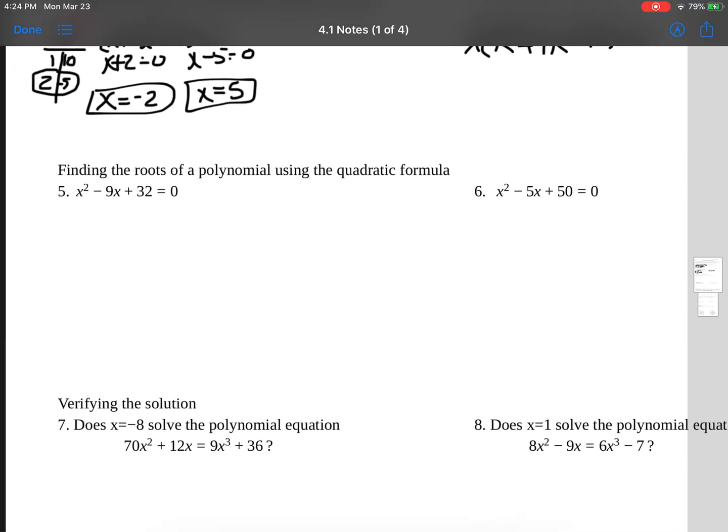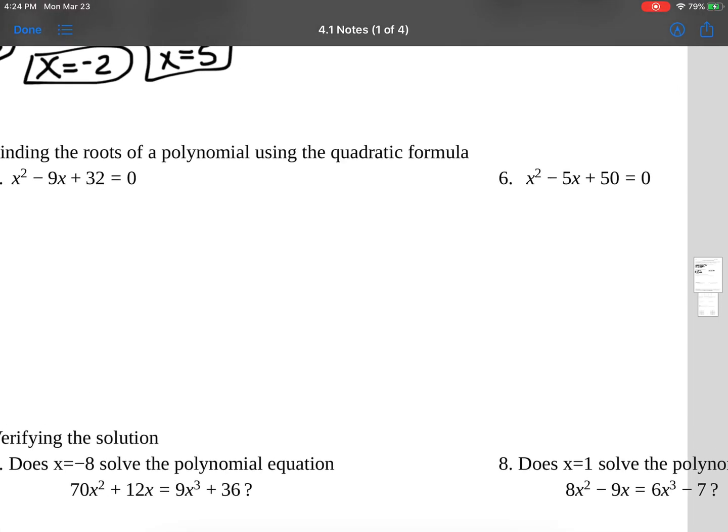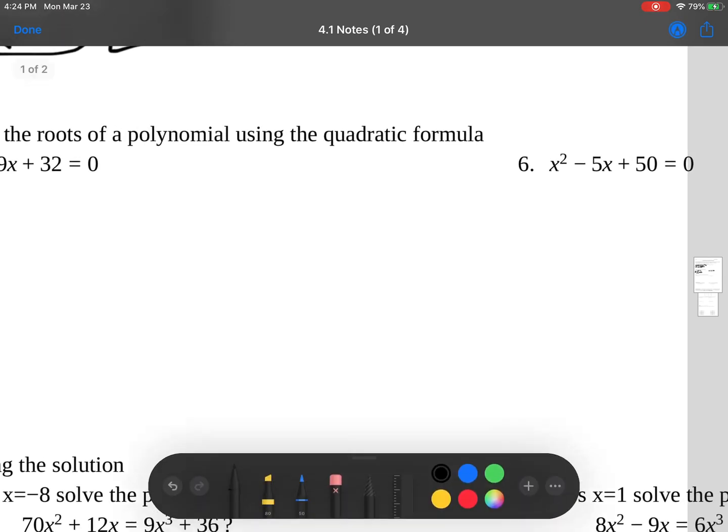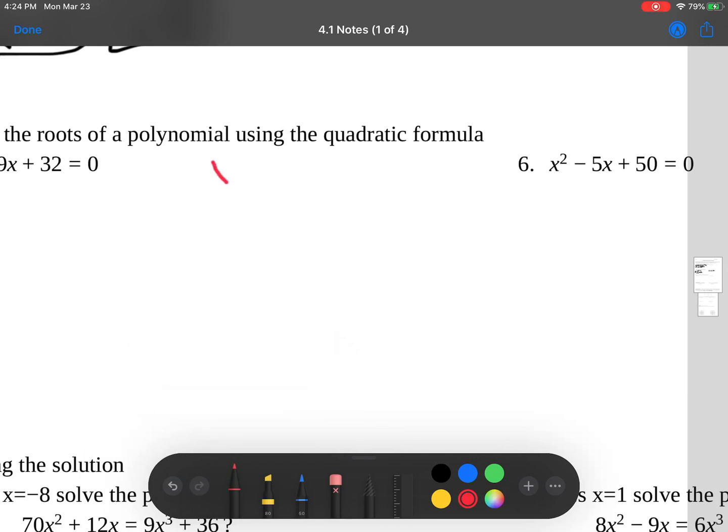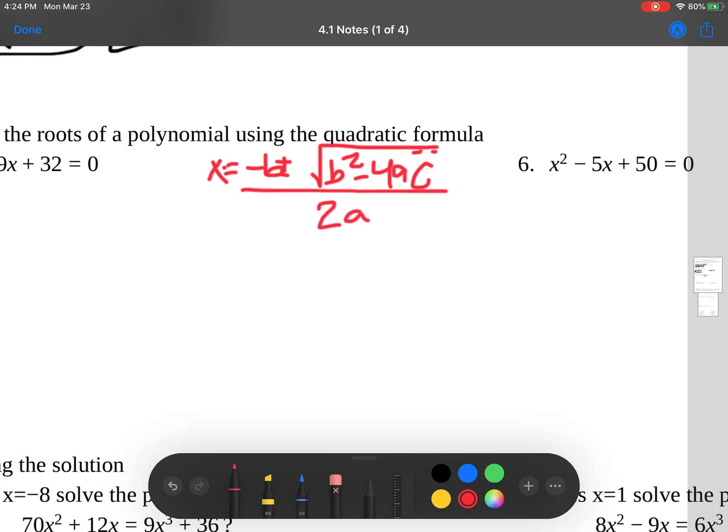The third thing is just using the quadratic formula. So if we don't remember the quadratic formula, I'll write that down here in the middle for you. So the quadratic formula is x equals negative b plus or minus the square root of b squared minus 4ac, all over 2a.